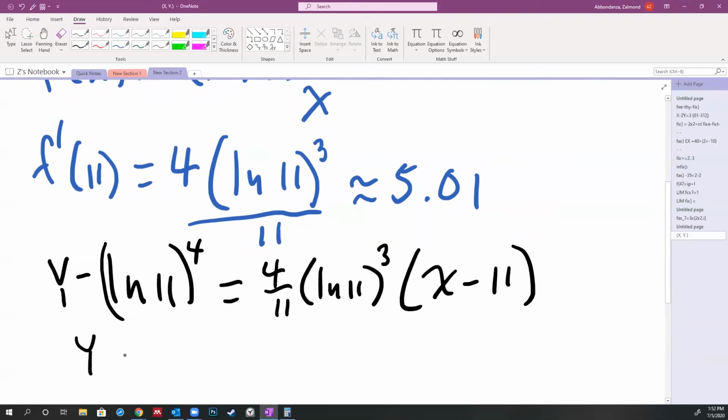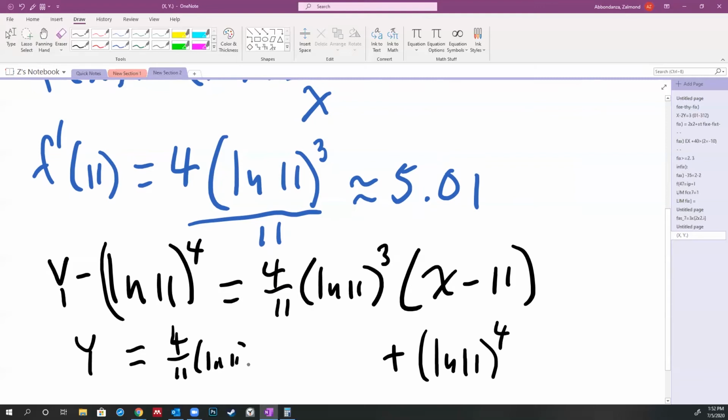So y equals, I'm going to add this to the right-hand side, plus natural log of 11 to the fourth. And I'm going to distribute here. So 4/11 natural log of 11 cubed times x minus 4/11 times natural log of 11 cubed times negative 11. The 11s cancel out because we're multiplying this factor times this, and we just have minus 4 times natural log 11 cubed.